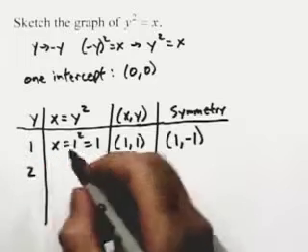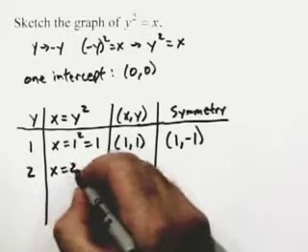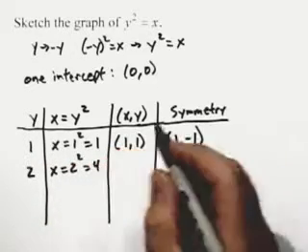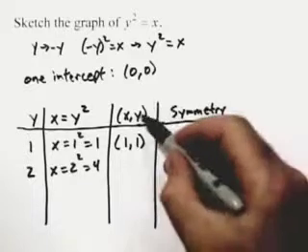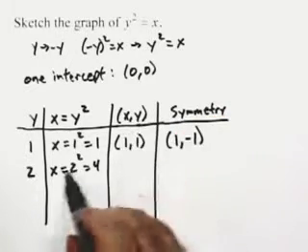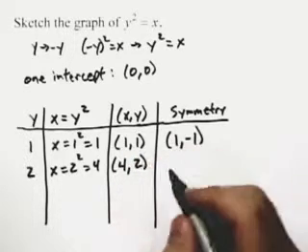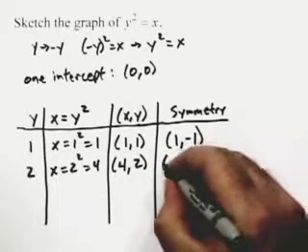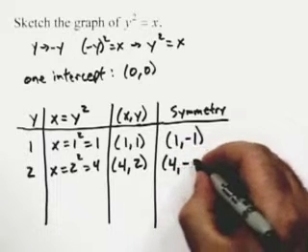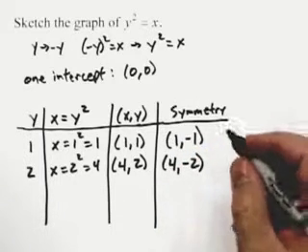If we let y equal 2, x is equal to 2 squared, which is 4. We need to be careful when we write our ordered pair. It's x comma y. Since x is 4, we need to write this as 4, 2. Using symmetry, we get an additional point, 4, negative 2.